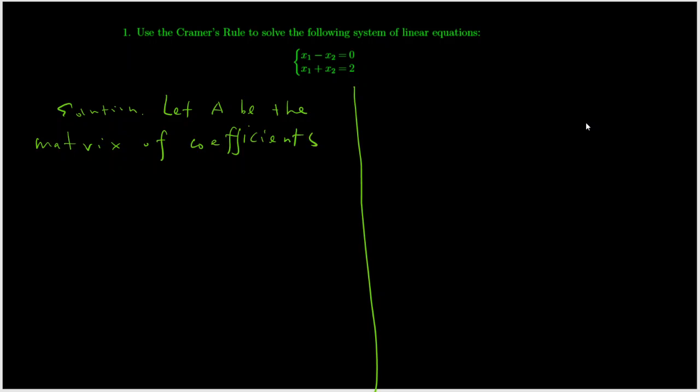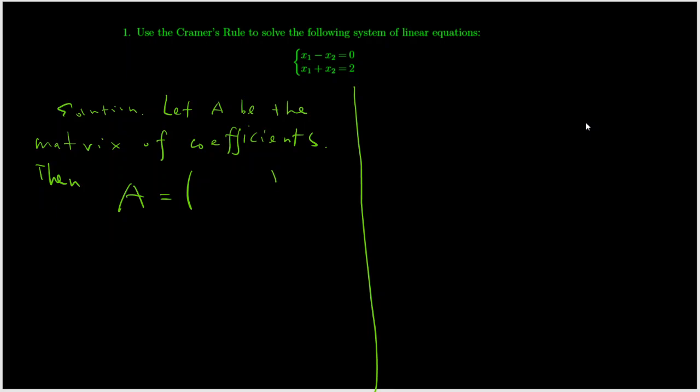I will keep the notations the same as the notations in the statement of the Cramer's rule. I use A to denote the matrix of coefficients. A is a 2x2 matrix. It's the matrix of coefficients, without the constant terms.